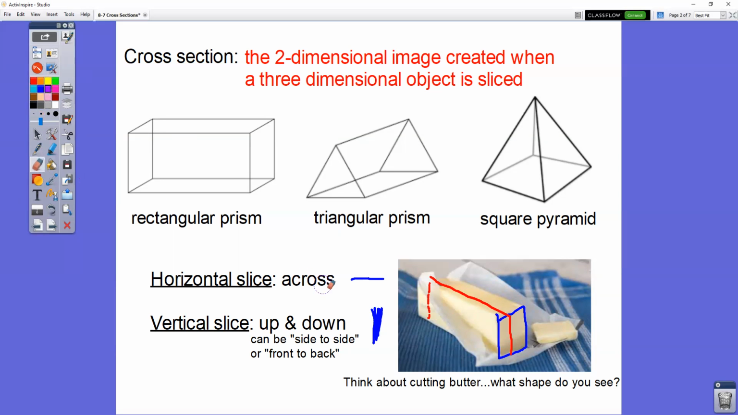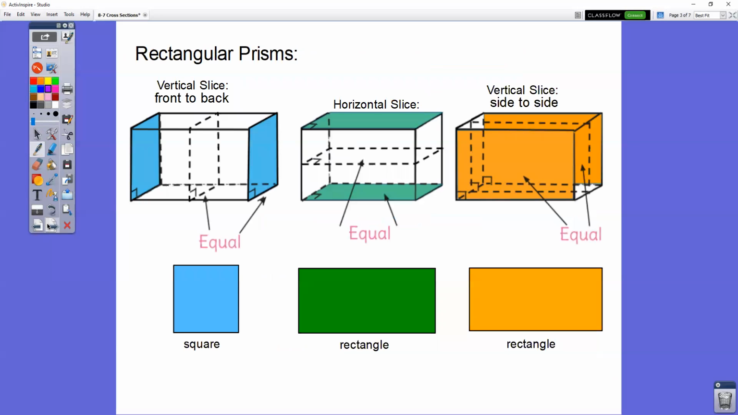If we are going to slice this stick of butter horizontal, we'd be cutting it along here, so that we have half of the butter, and we'd be opening it up. And again, you would see a rectangle. So again, rectangular prisms look like this. A vertical slice goes up and down.